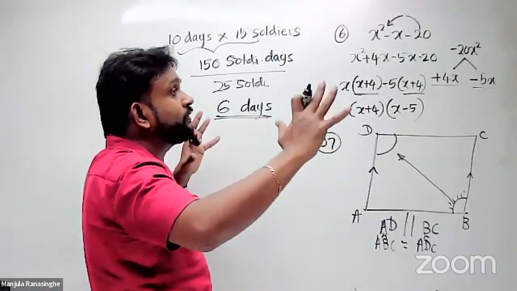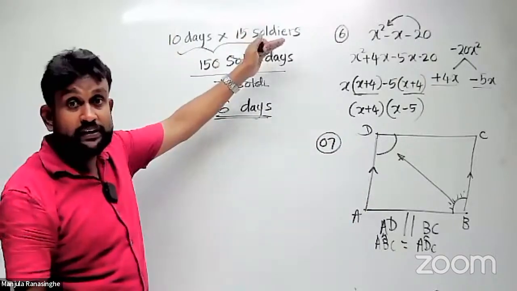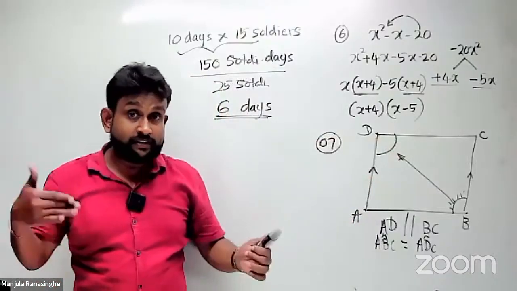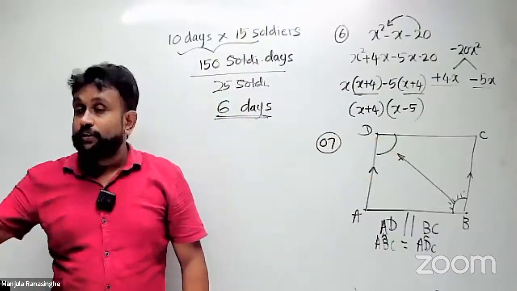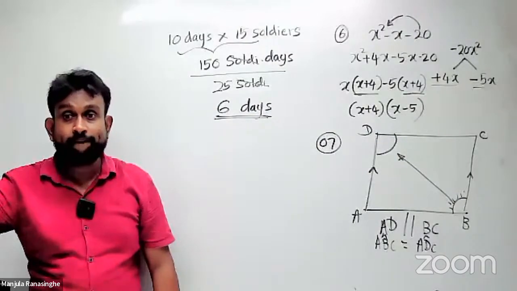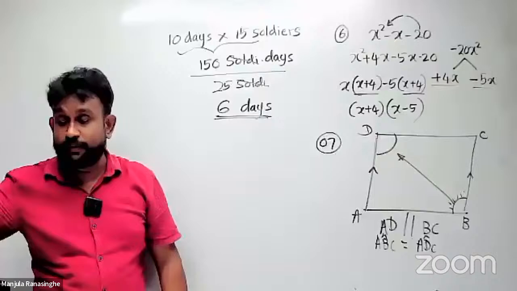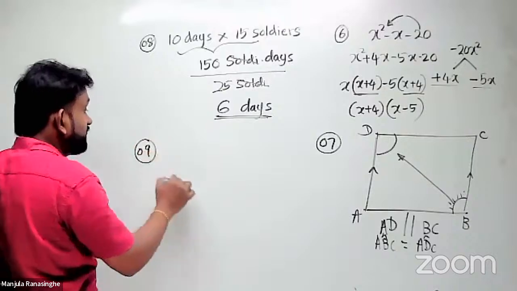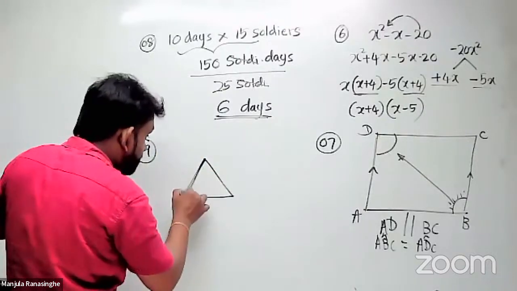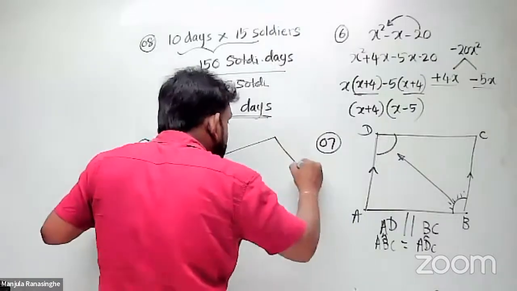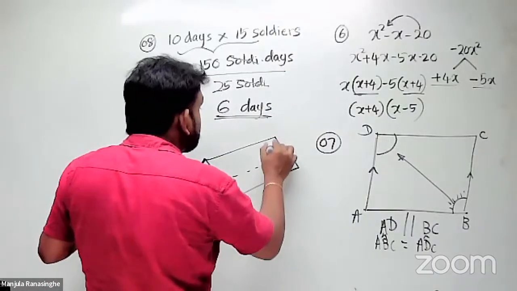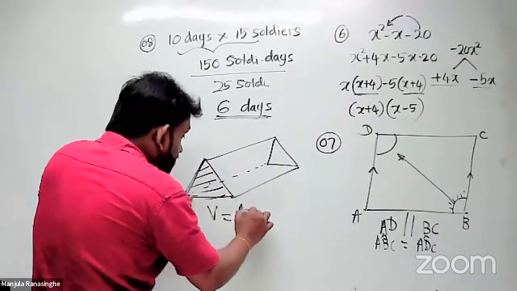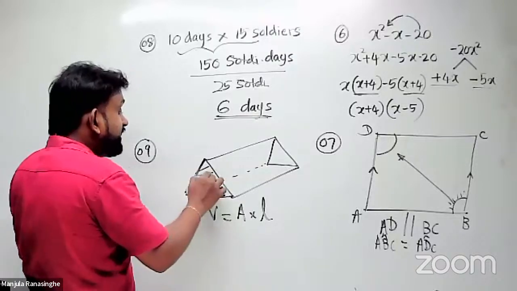First take the amount of foods by multiplying these two figures and then divide it by the given figure, either soldier or the days. Then the other quantity is obtained. Right. Now question number 9, that is a prism given. In a prism, you know that what is the concept, how to find the volume. Remember the short equation, volume of solids having a uniform cross section is given by the volume equal cross-sectional area into the length. Area into the length.